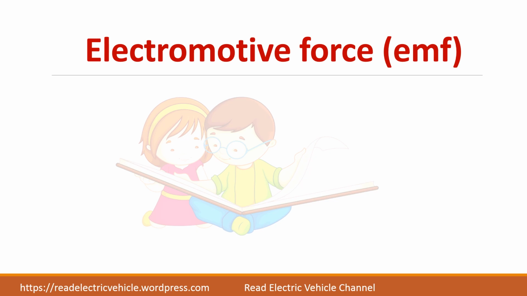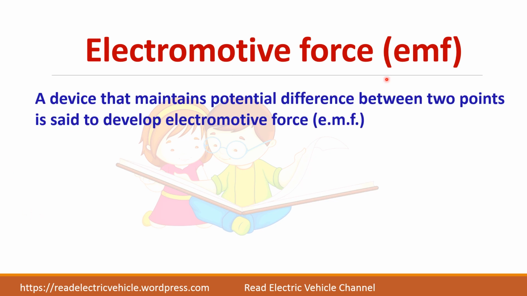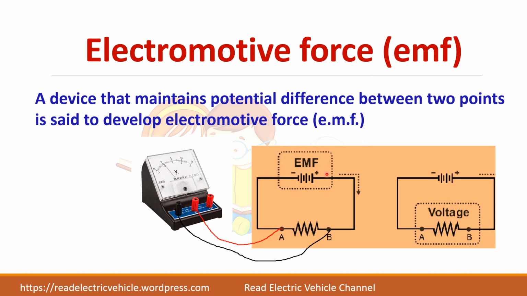EMF or electromotive force is another term which is used instead of voltage or electric potential. So what is this EMF? EMF is a device that helps to maintain the potential difference. It is nothing but a battery. In this case it is a battery which supplies the current to this circuit. When current flows here, there will be a drop across this which we can measure, which is called the potential difference. So EMF is a device that maintains the potential difference.